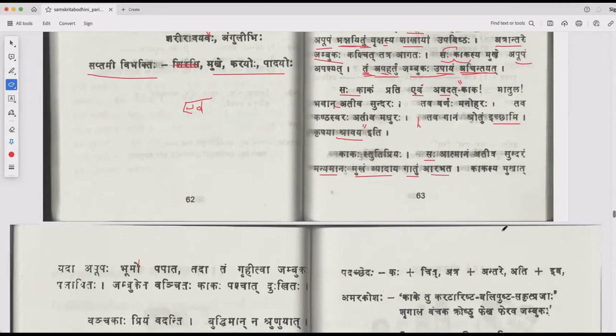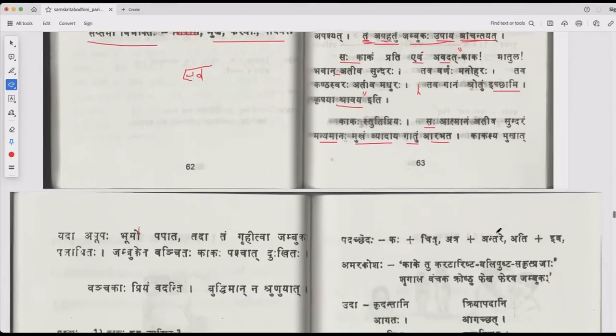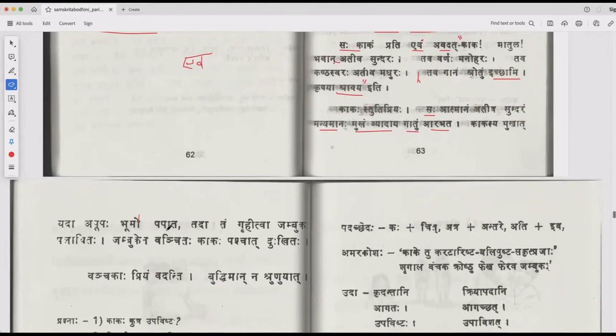Okay. Next sentence. Kakasya mukhat, yada apupam apupaha bhumau papata tada tam gruhitva jambukaha palayitaha. Jambukaha palayitaha, I understand this. Kakasya mukhat, from the crow's mouth, yada apupam, when the roti, bhumau, on the ground. Oh, saptami? Saptami.